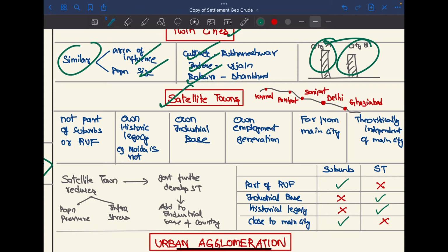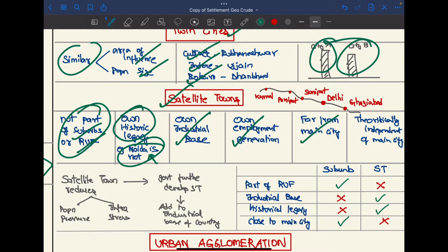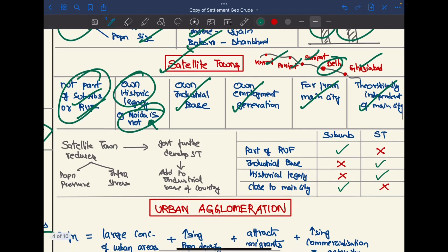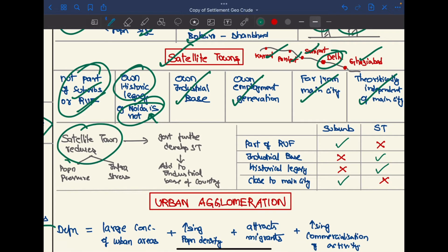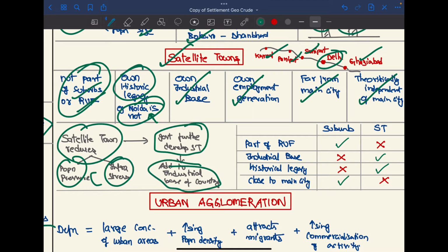Next, we have satellite towns. These are not part of the suburbs or RUF. They have their own historical legacy. For example, Noida is not a satellite town because it does not have any historical legacy. They have their own industrial base, so they have their own employment generation, and they are far from the main city. Theoretically, they are independent of the main city. For example, around Delhi, we have Sonipat, Panipat, Karnal, and Ghaziabad. So satellite towns can reduce the population pressure and infra stress on the main city. Therefore, if the government further develops the satellite towns, they will add to the industrial base of the country.